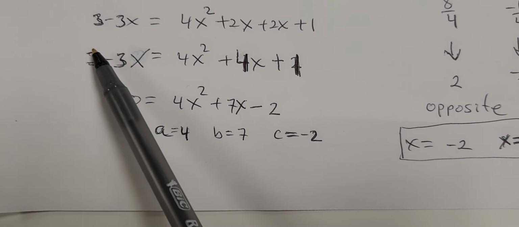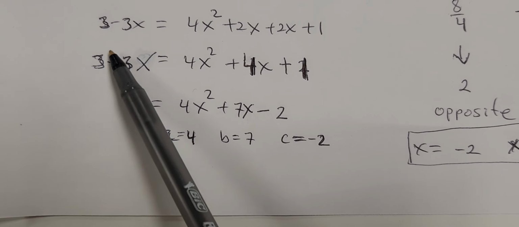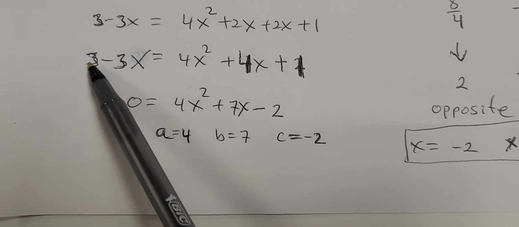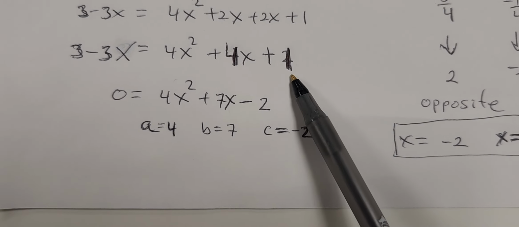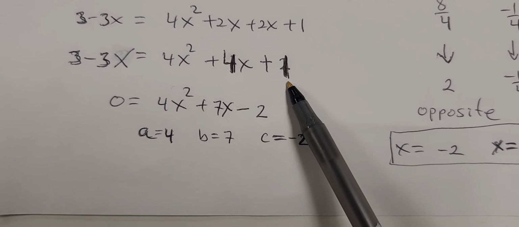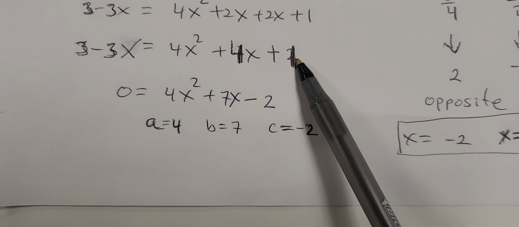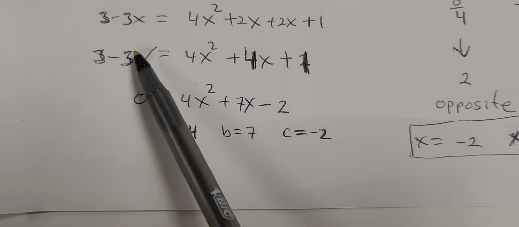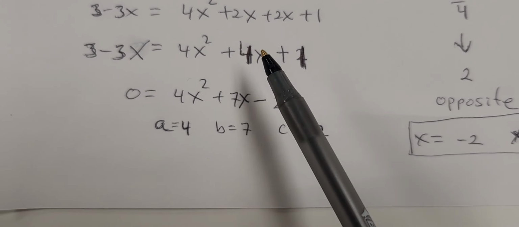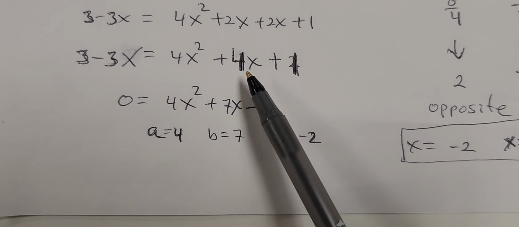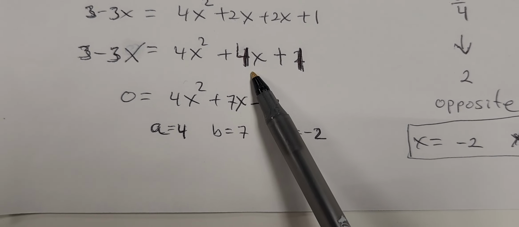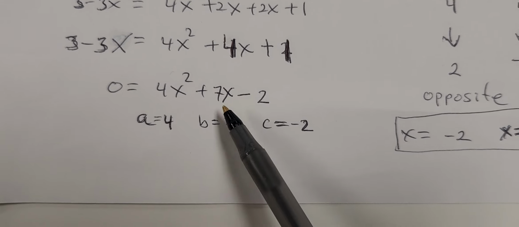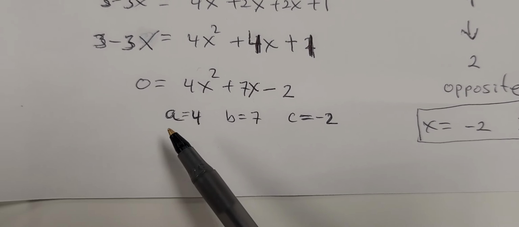One more time. This is plus 3. Bring this plus 3 over here under the 1, which will become -3. 1 minus 3 gives me -2. This is minus 3x. Bring it over under the 4, which will become positive 3x. 4 plus 3 gives me 7. Okay, so be very careful.